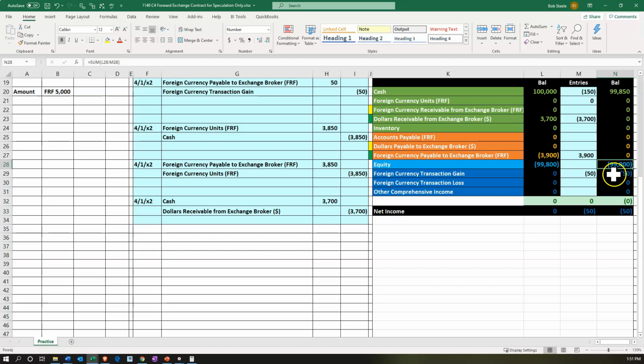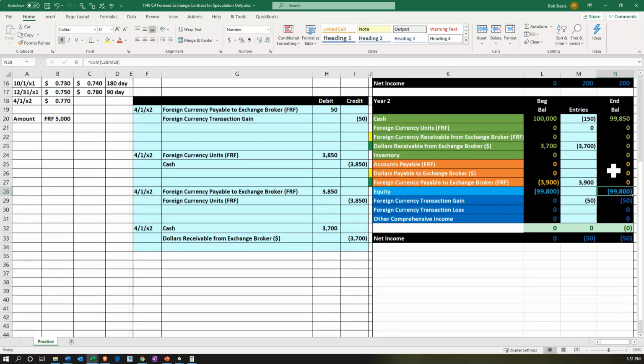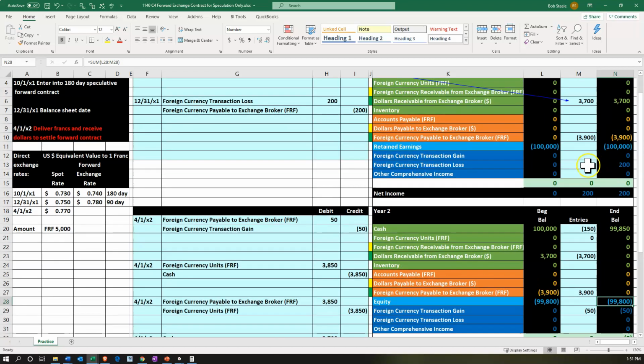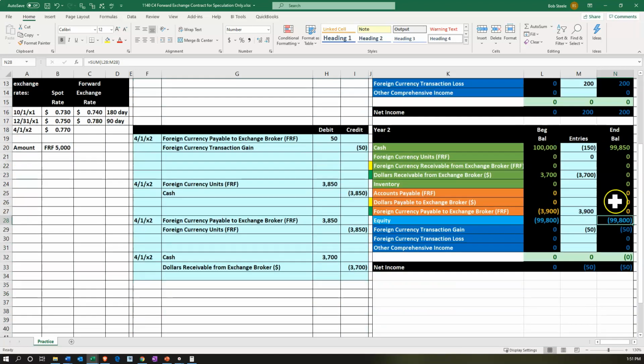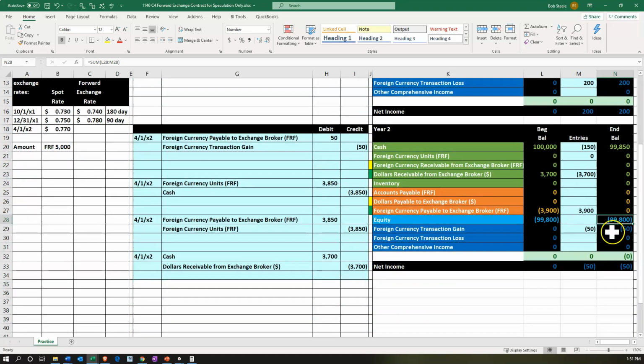Then we have the effect on basically the equity. The effect on the equity here being the effect on the income statement from the prior year for the loss that we recorded as the adjusting entry at that point in time, which then rolled into basically the equity section here. Then the current period, we had a gain in the current period that's going to be reflected here, but the net of the two is that $150,000 loss over the extent of the contract. So it wasn't a good speculation.